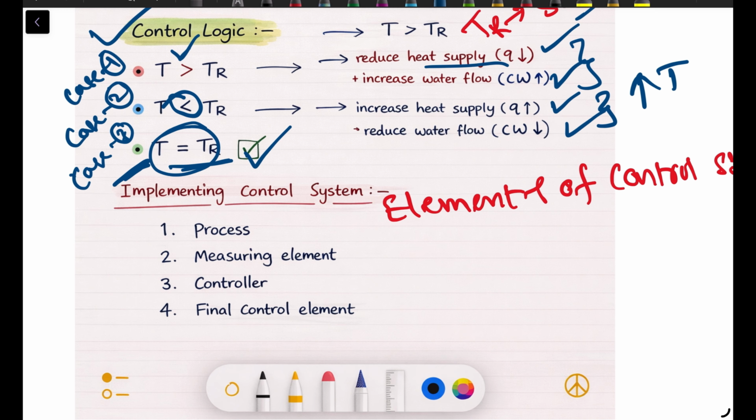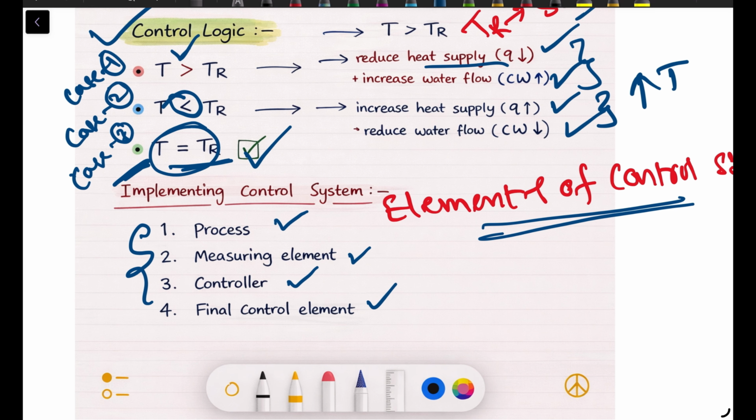In order to implement these control strategies, we need 4 basic elements of a control system. These are the process, the measuring element, the controller, and the final control element. Here the process we want to control is what we discussed, the CSTR. Then the measuring element is a sensor that measures the temperature of the reactor.